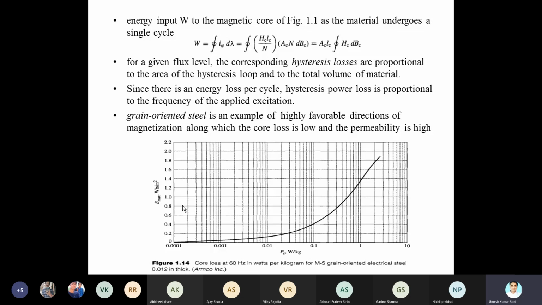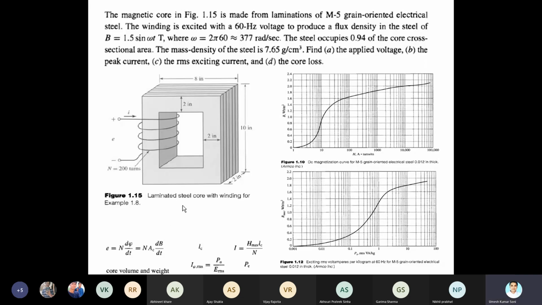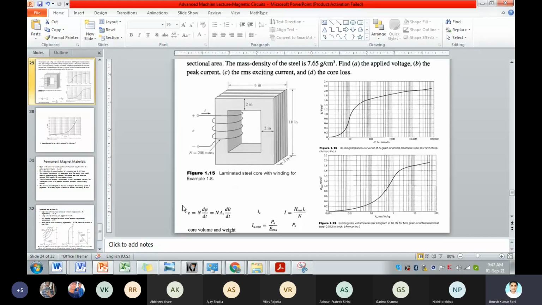Here you have a problem. You can try to solve it at the end.